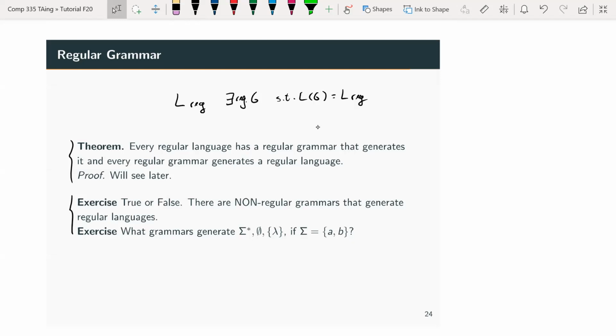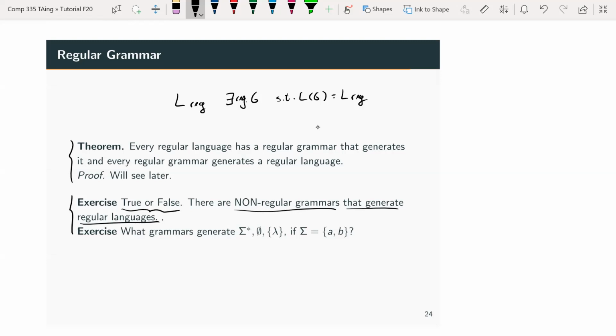Lastly, these two exercises, which I thought were nice. The first one was kind of already answered. Well, actually, no, it wasn't. It states that there are non-regular grammars, for instance grammars that are not left linear and not right linear, that generate regular languages. Is this true or false? This is one of the tricky questions that people sometimes ask. A grammar doesn't need to be regular to generate a regular language.